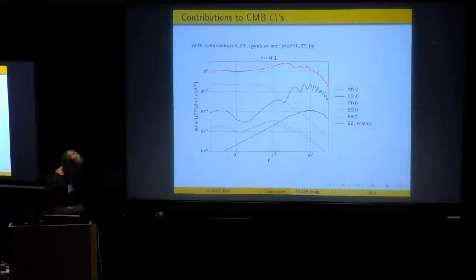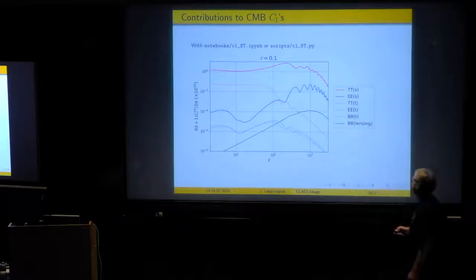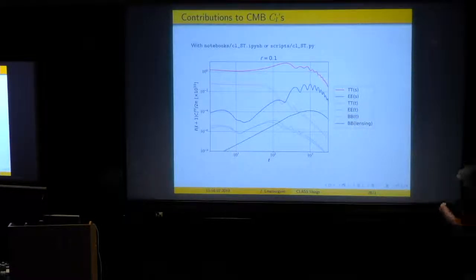Okay, now let's go to another notebook illustrating what you should do if you want to play with tensors. I have selected notebooks that show you the basic functionalities of the code. So now we will have, for the first time, tensor modes, and we want to do the famous plot where the different colors stand for temperature, E-polarization, B-polarization. Being solid or dashed stands for scalars or tensors. And you also have the contribution from the lensing of the B modes here.